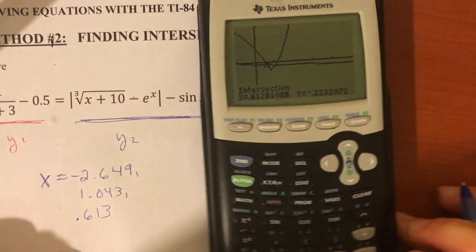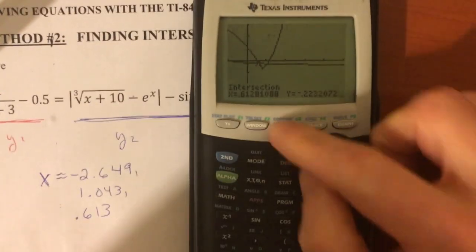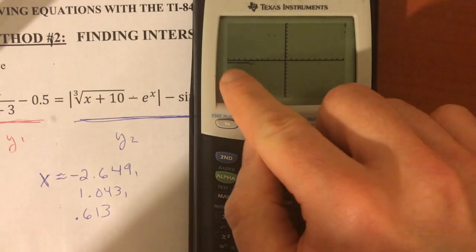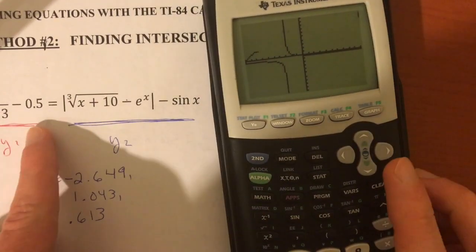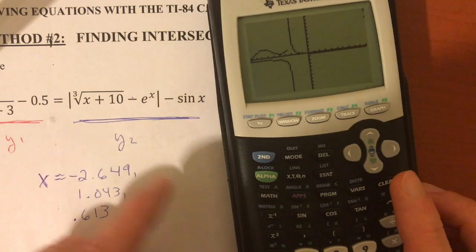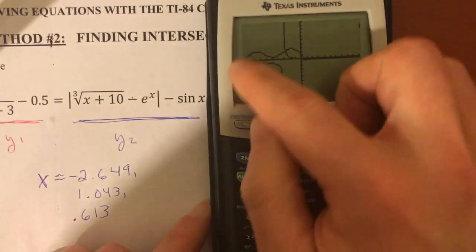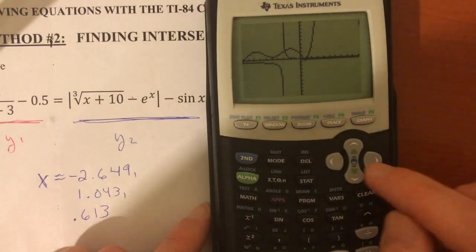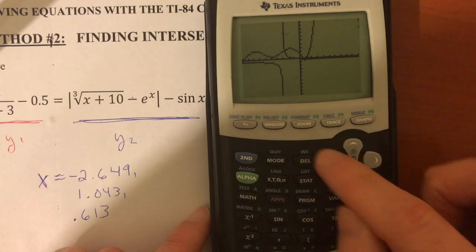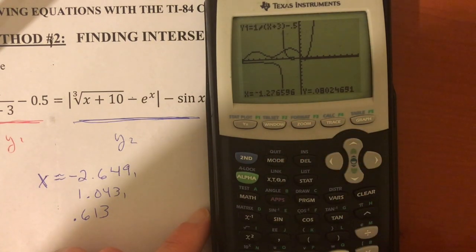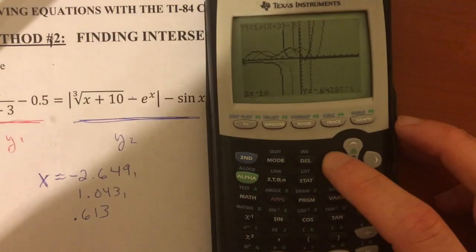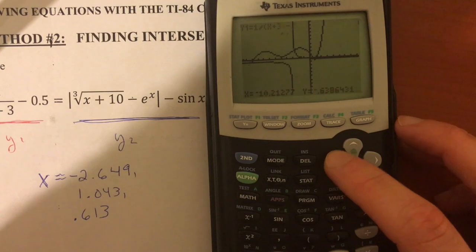0.613. And if you remember here, zoom standard, it looked like there could be another intersection over here. And this isn't an easy equation to know, like, hey, they should intersect. They might intersect three more times over on the left. So let's check the window. The other thing with the trace, if you don't want to set the window, is if you go to -9, you can just scroll and it'll push the window right along with you.